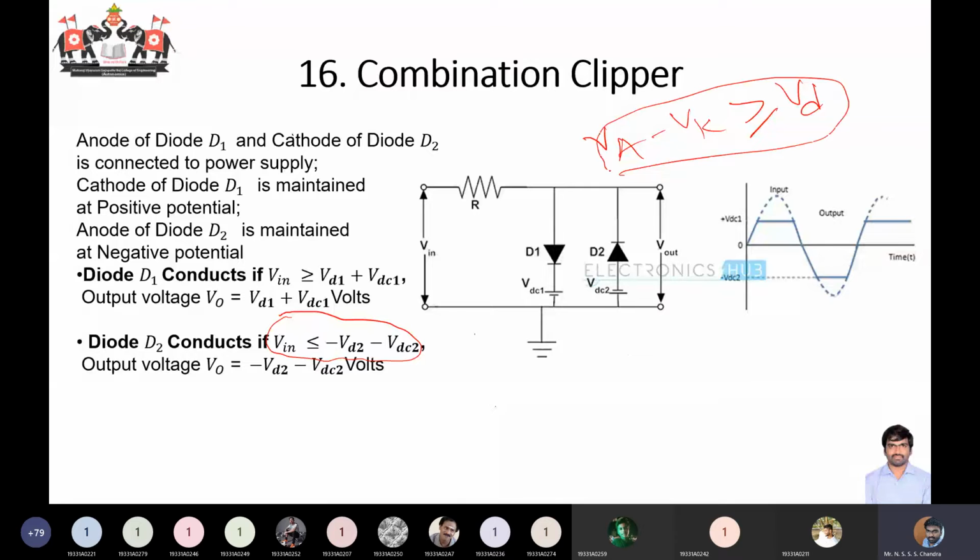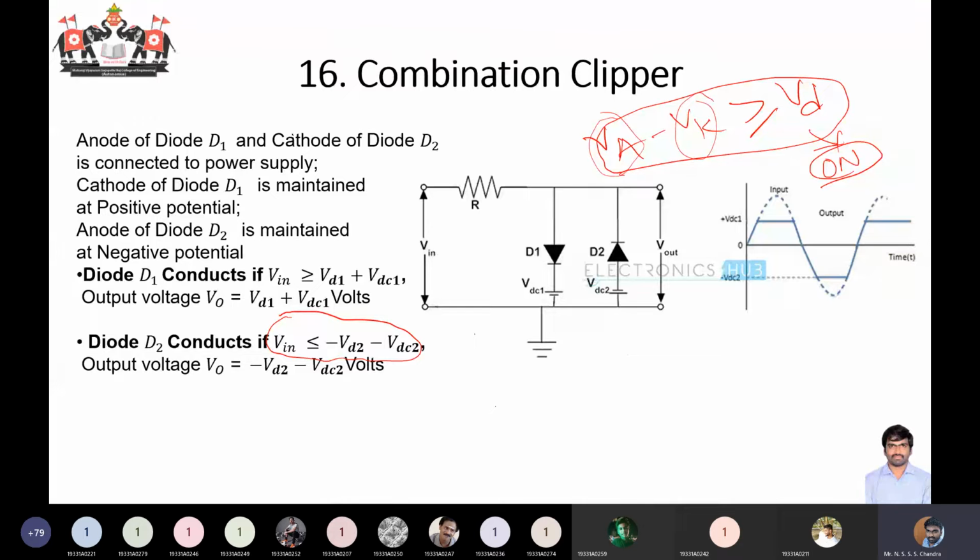This is the only thing you need to remember always. When this condition is satisfied, this diode will be in on condition. For all other conditions, your diode will be in off state. You need to replace what is at the anode voltage and what is at the cathode voltage.